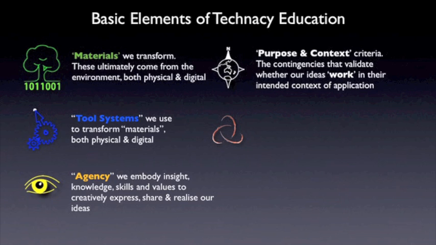And this brings us to the second group. The second group is a pairing. It's about purpose and context working together. So the contingencies that validate whether our designed ideas work in their intended context of application is critical to technological know-how and know-why.